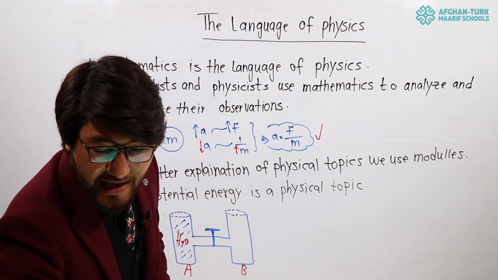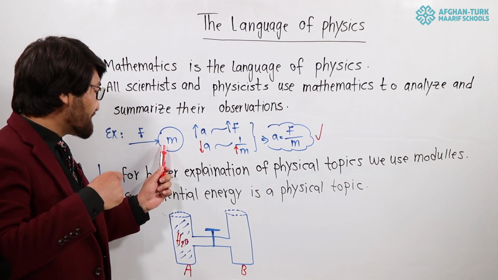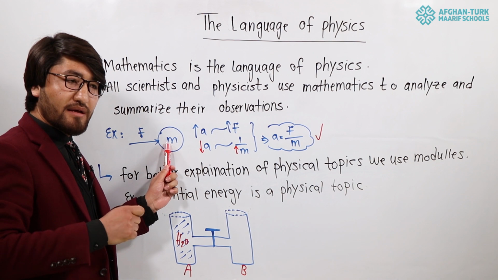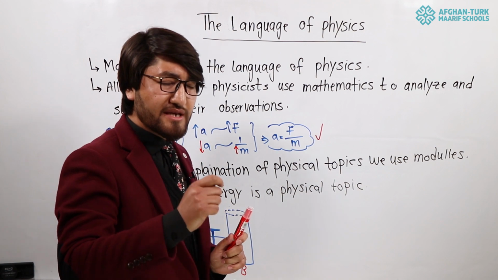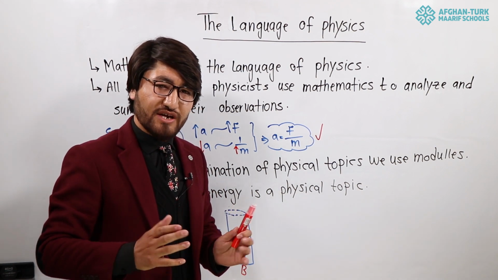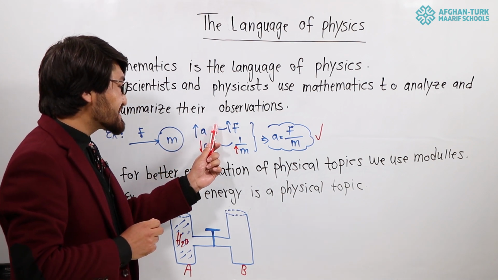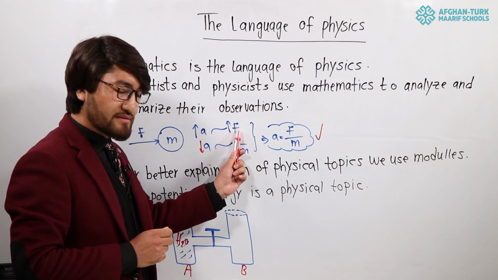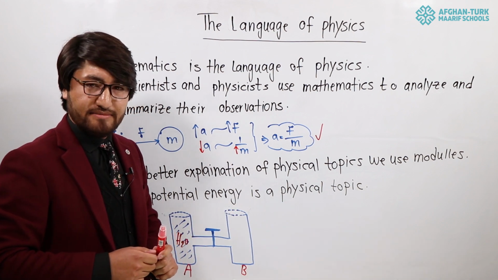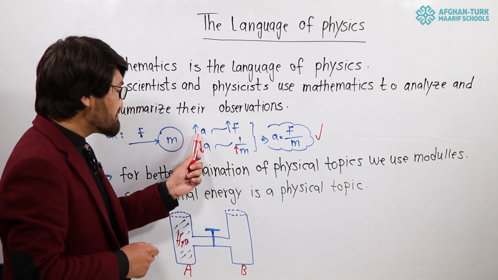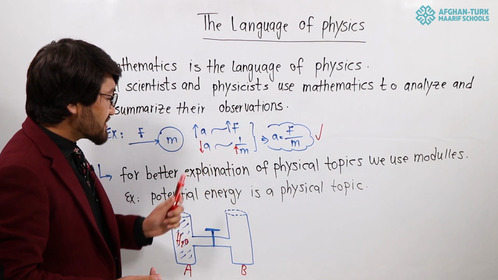Okay, look at the example. Newton said that when a force is exerted on an object, the speed of the object changes. What does this mean? The changing of speed is acceleration. It means the object accelerates. This acceleration is directly proportional to force and inversely proportional to mass. When force increases, the acceleration also increases. When the mass increases, the acceleration decreases.